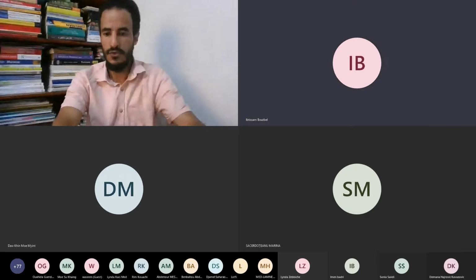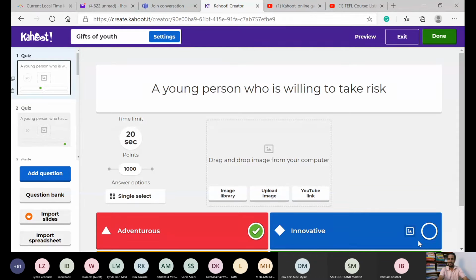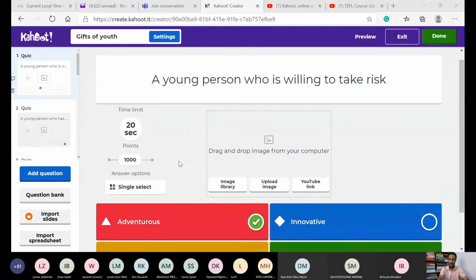Can you see my slide? Do you see my screen? Yes. Great. Yes, so this is Kahoot. It's very easy, you can just Google it, and they give you all the necessary information if you want. This is my Kahoot, and I have designed several activities. And I'm going to use now one of the activities, which is Gifts of Youth. So let's try to play this game.